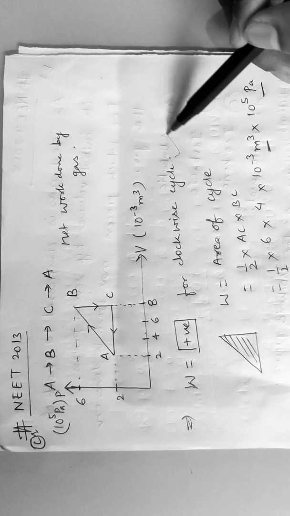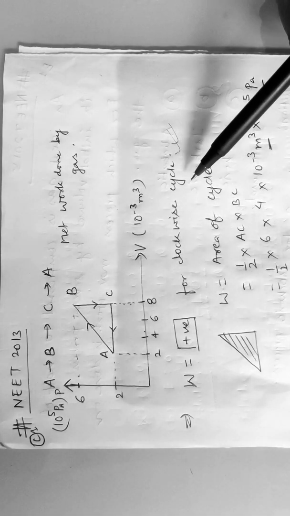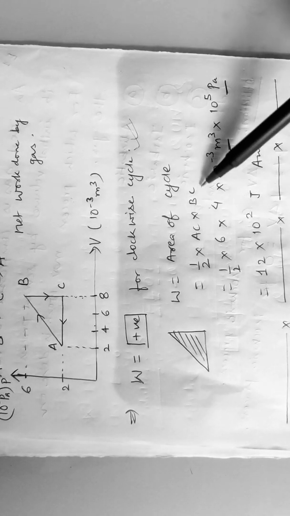The y-axis is given in terms of 10 raised to the power 5 Pascal. Now see, one very important piece of information: work done is positive for a clockwise cycle. This is a clockwise cycle, so work done will be positive. Now how much work done? It will be the area of this cycle, this shaded area, so that is half into AC into BC.